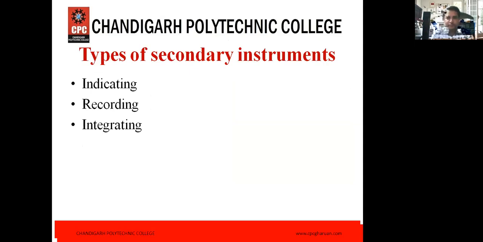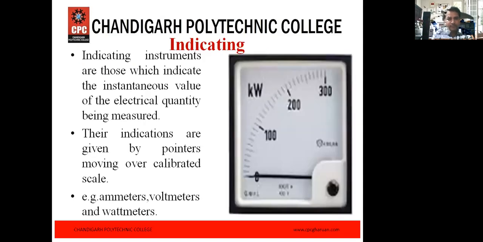Next is the types of secondary instrument. Further, secondary instruments are of three types. First one is the indicating instrument, second one is the recording instrument, third one is the integrating instrument. First comes the indicating instrument. As the name indicates, indicating instrument gives their reading by giving the pointer indication. This gives the instantaneous value. The quantity under measurement is the instant value that we can observe by observing the pointer position.